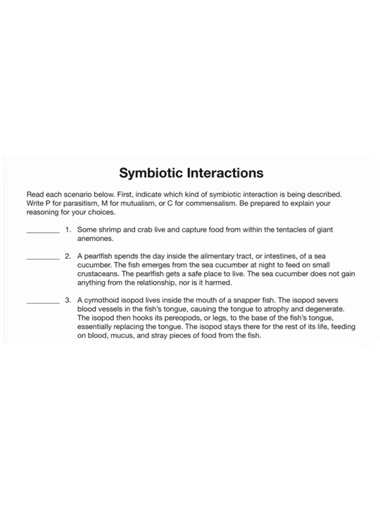Right, so this is the worksheet for level 3. It says that you should read each scenario below. First, indicate which kind of symbiotic interaction is being described. Write a P for parasitism, an M for mutualism, and a C for commensalism. Be prepared to explain your reasoning for your choices. So in order to identify what kind of relationship we're looking at, we have to identify the two types of organisms in the relationship. Then we have to figure out, does organism 1 benefit? Does organism 2 benefit? And we can figure out what relationship we're looking at from there.